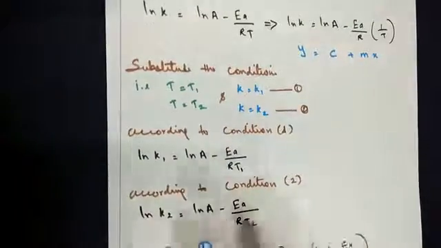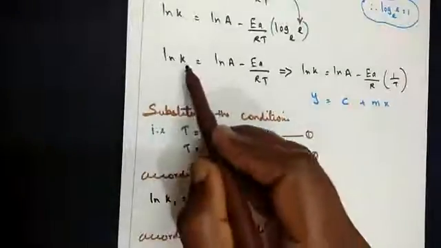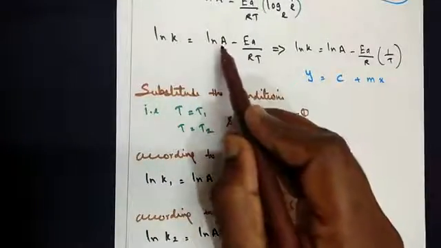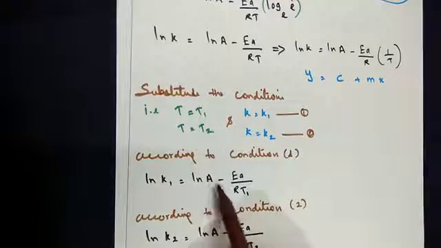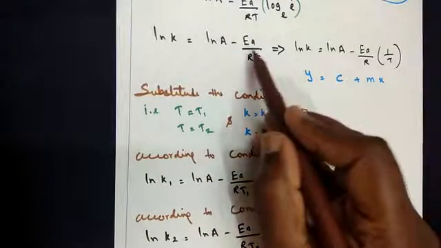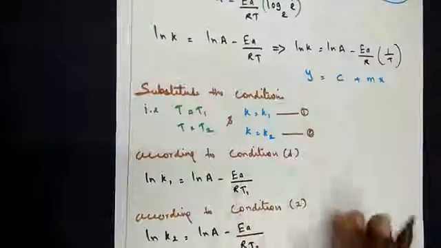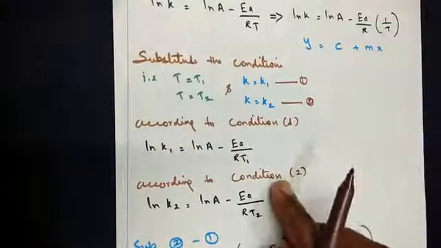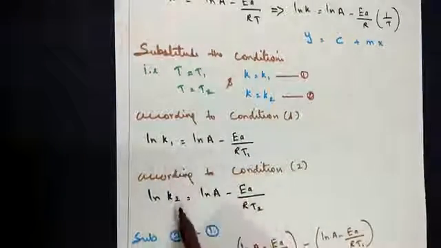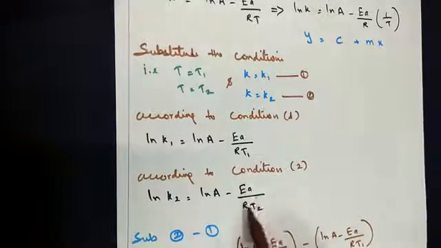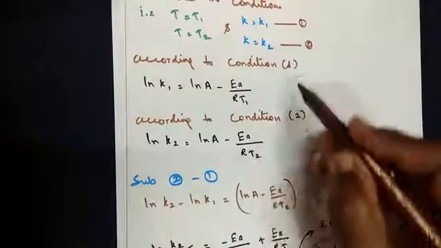So I'm rewriting the step. Natural log of K becomes K1, is equal to, this is a constant, so leave it as it is, natural log of A minus Ea by R. Instead of writing T, we write down T1. Repeat the same for step 2 in terms of T2 and K2. So natural log of K2 is equal to natural log of A minus Ea by RT2.